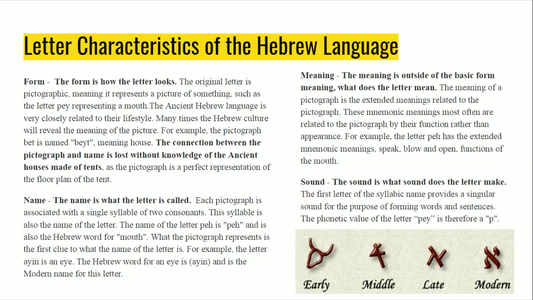Each pictograph is associated with a single syllable of two consonants. Now, I say that, but depending on who you ask, it just depends on how you're saying the word. Like sometimes it'll be al or aleph. So it just depends on if you're going to go really ancient where you just have two letters, or you're going to have four letters, depending on what you're calling the letter. So al or aleph, depending on who you talk to. It could be either or.